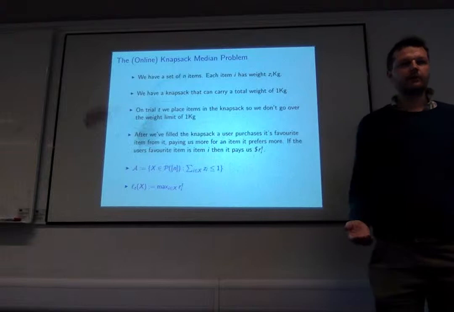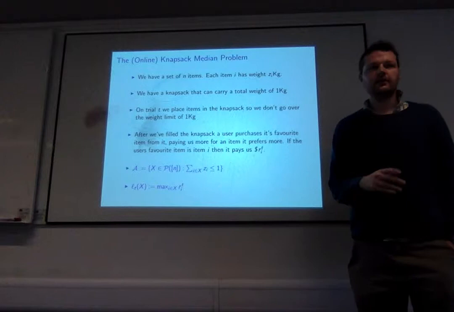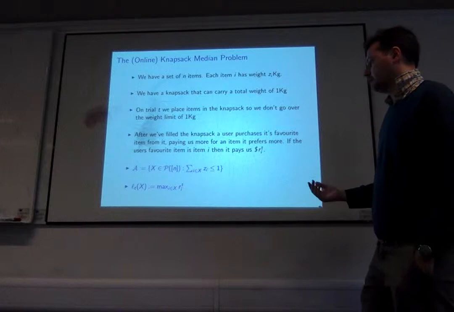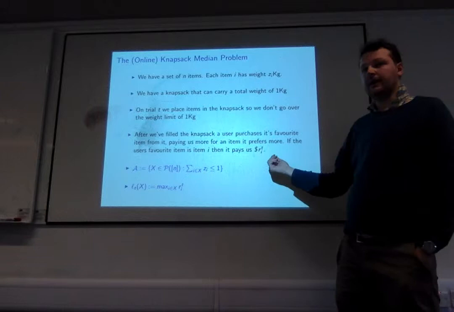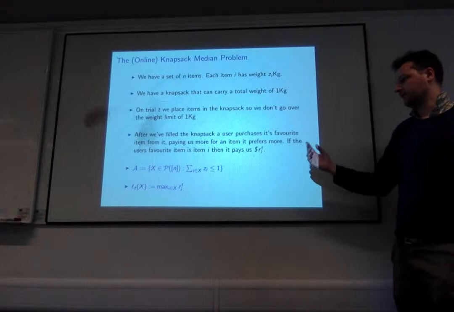After we fill the knapsack, a user will then purchase its favorite item from it. And it will pay us more for an item it prefers more. So if the user's favorite item is item i, it will pay us r_it dollars, if it's on trial T, if the user on trial T.